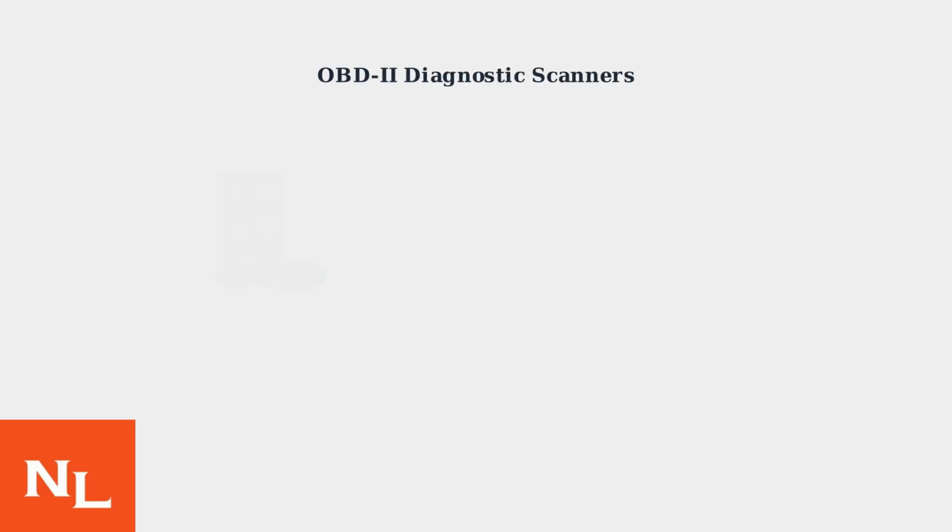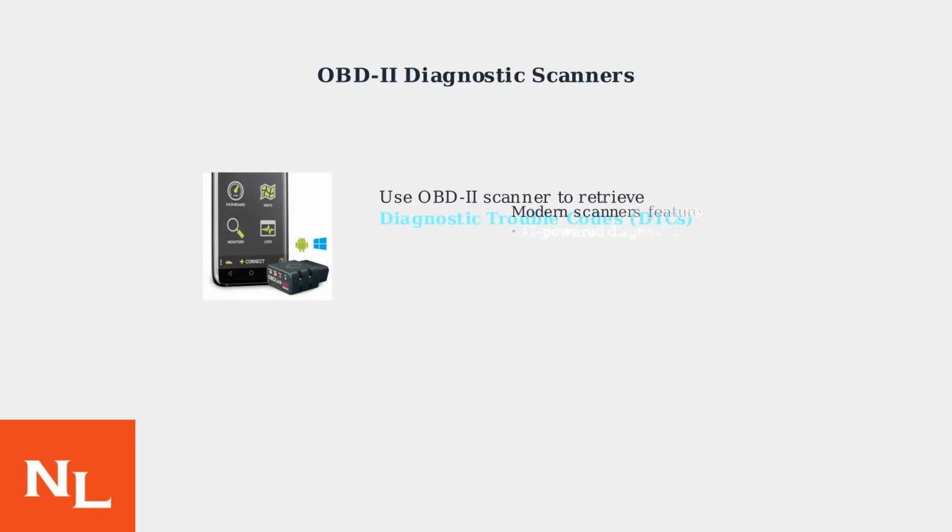To diagnose check engine light issues, use an OBD2 scanner to retrieve diagnostic trouble codes. Modern scanners now feature AI-powered diagnostics, Bluetooth connectivity, and real-time monitoring capabilities.